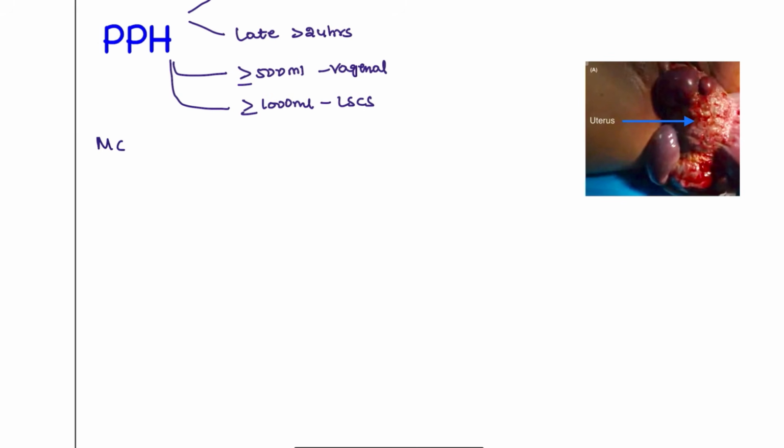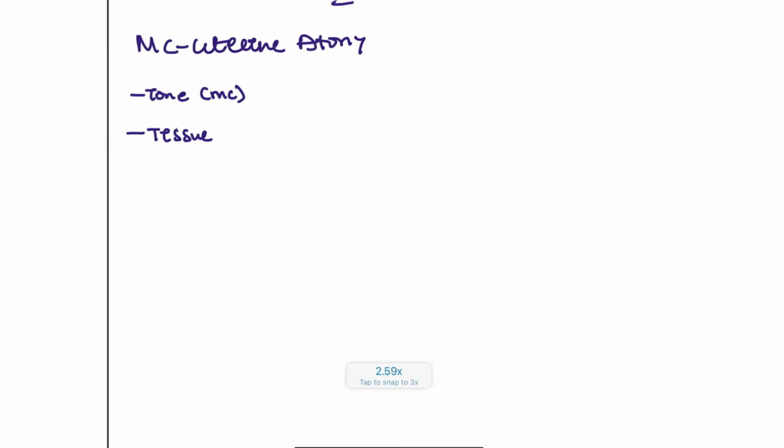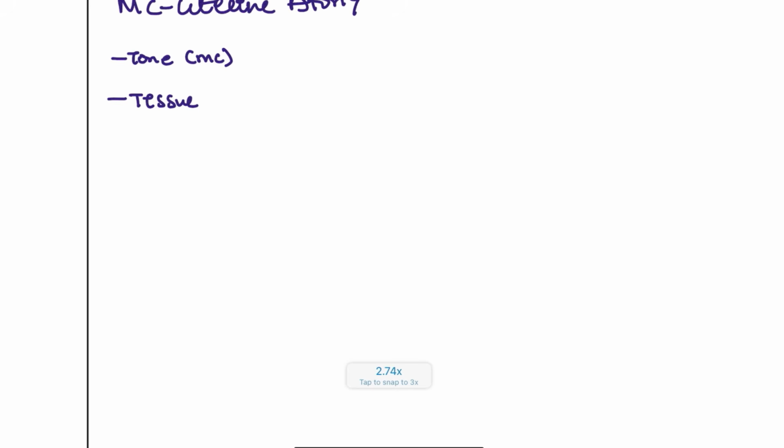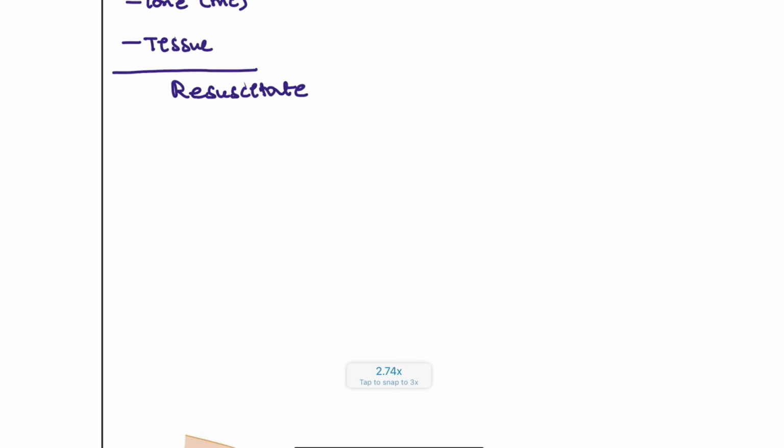Overall, the most common cause is uterine atony. In uterine atony, the common cause is loss of tone. This is the most common, or it could be retained tissue. That can also be the cause, right? So this is the most common cause for uterine atony. What do we have to do for these patients? Mostly we have to resuscitate, because bleeding has to be controlled. At the same time, the patient should not deteriorate. So resuscitation is important for these patients.